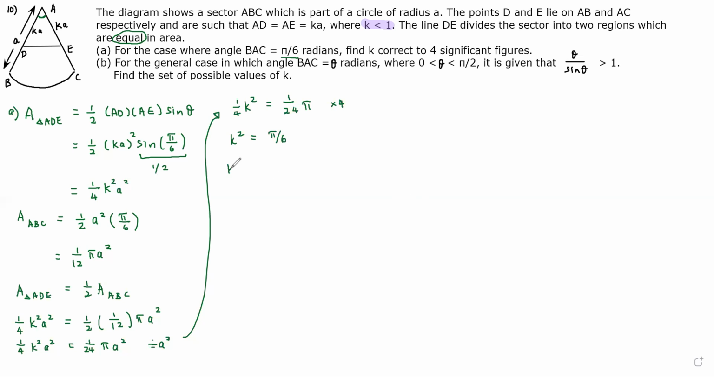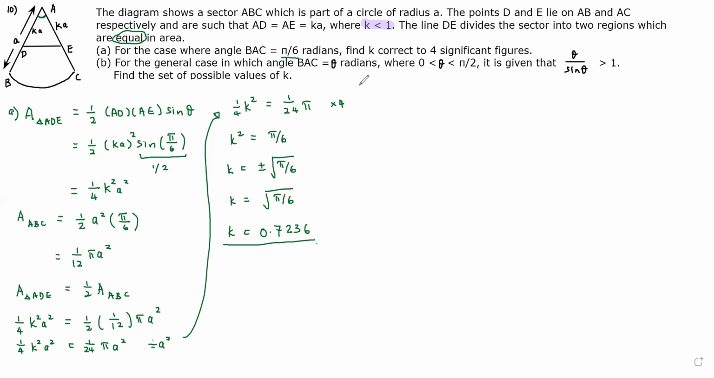And taking square root, K is plus minus square root of pi over 6. The K must be a positive constant. Otherwise, well, there won't be any triangle here. So K is a positive constant. We have square root of pi over 6. But your answer must be correct to 4 significant figures. So we compute square root of pi over 6 using a calculator, and that gives us 0.7236. That would be the value of K.